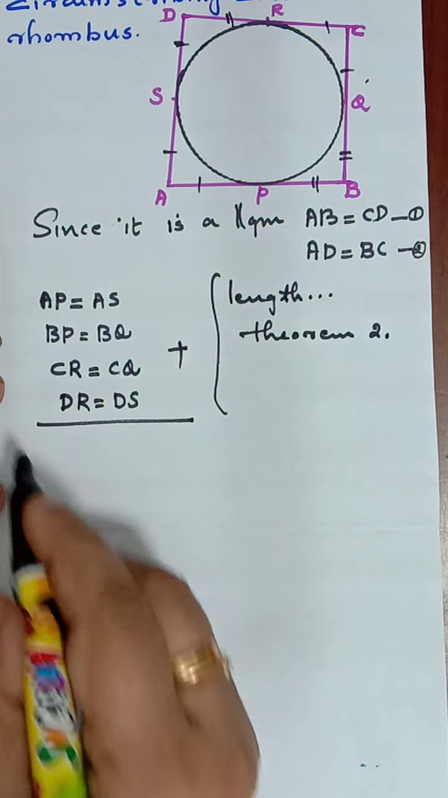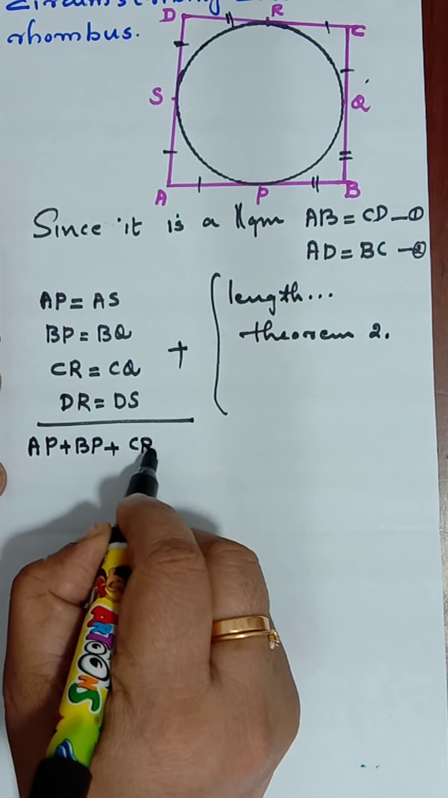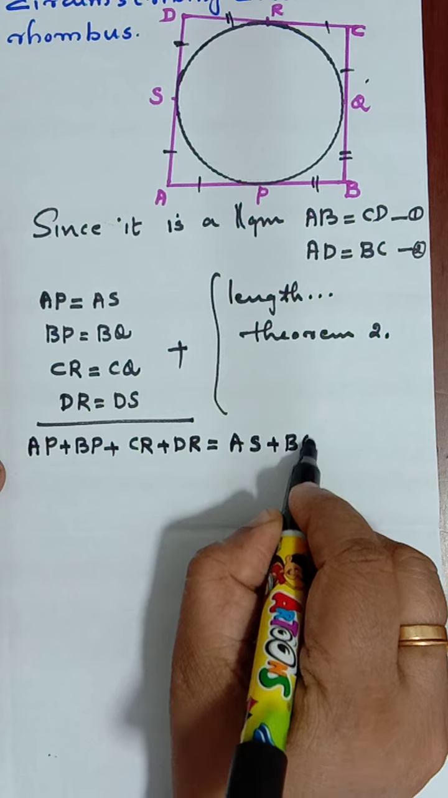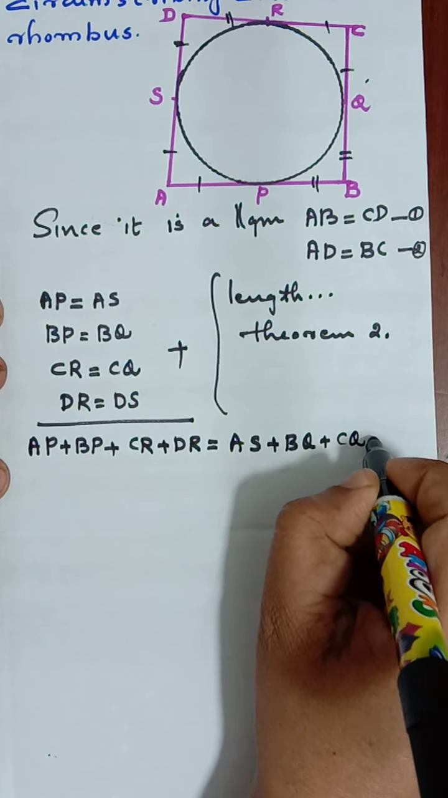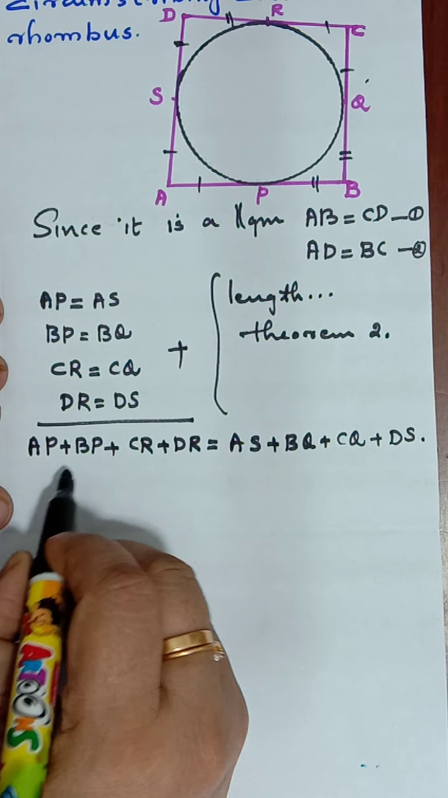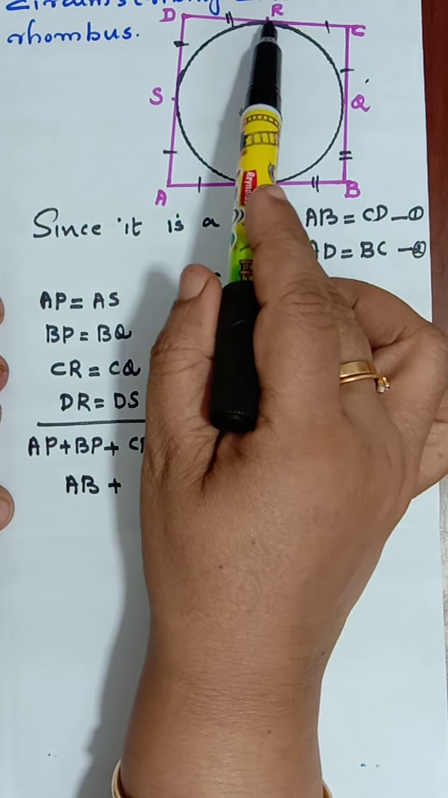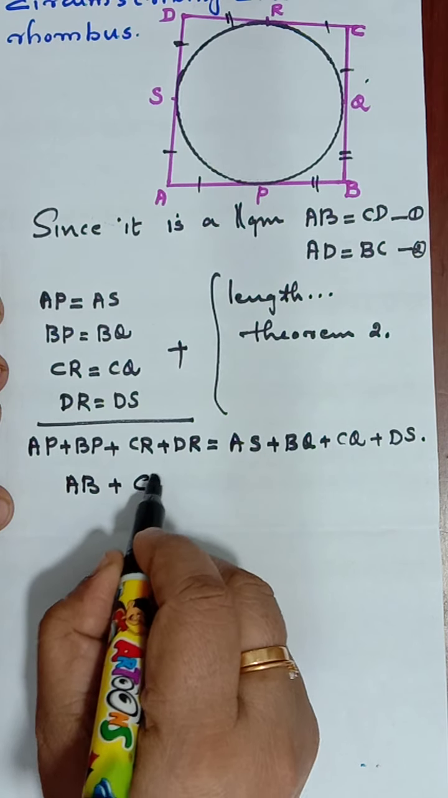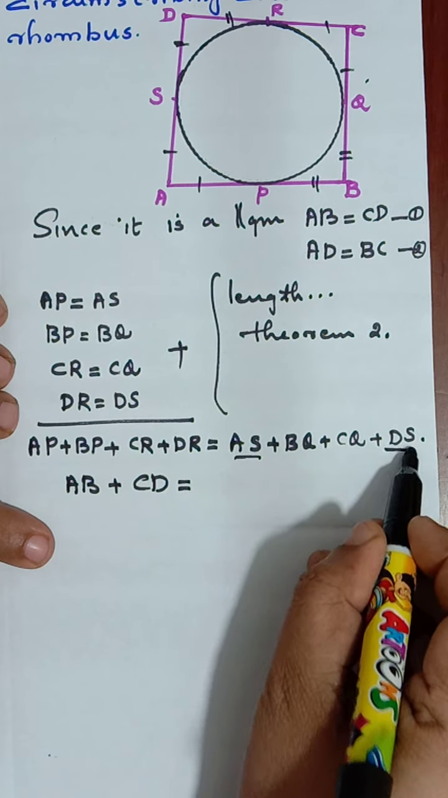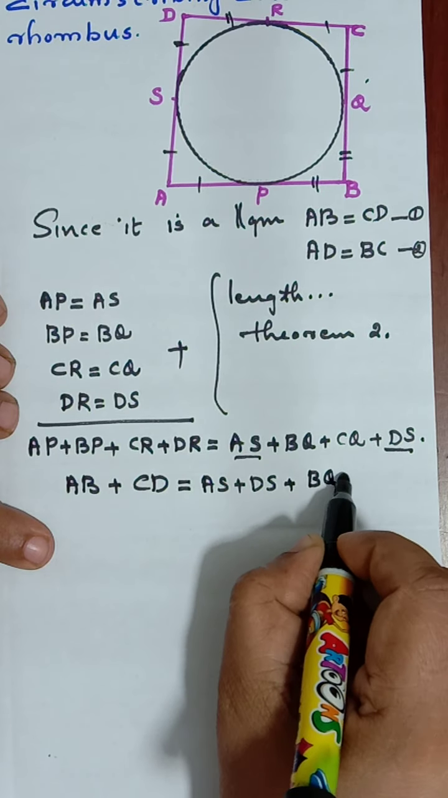So we are going to add all this. We can see that AP plus BP plus CR plus DR equal to AS plus BQ plus CQ plus DS. AP plus PB, what is AP plus PB? It is AB. In the figure you can see CR plus DR, what is that? CD. So AB plus CD equal to AS plus DS, we'll write it nearby, plus BQ plus CQ.